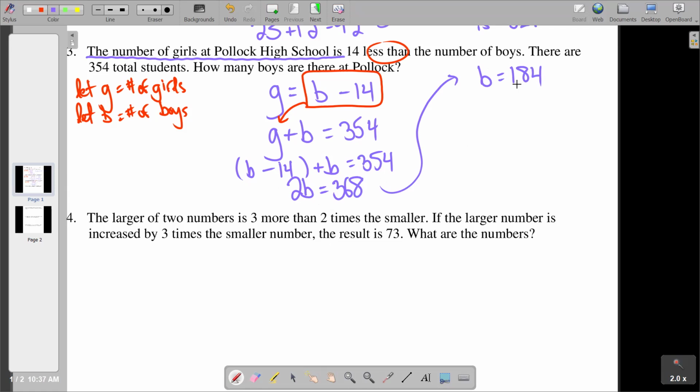In the context of this problem, what did we just figure out? The answer, how many boys there are. These are both beautiful things for you to say. I just learned that there are 184 boys at Pollock High School. That's what the problem asked me to find.